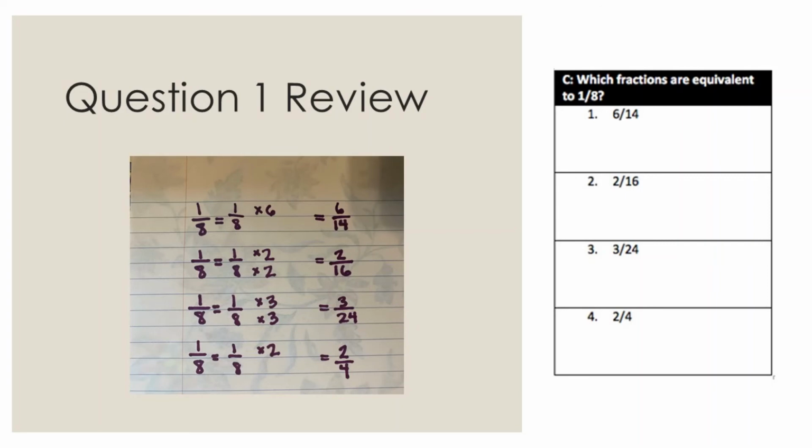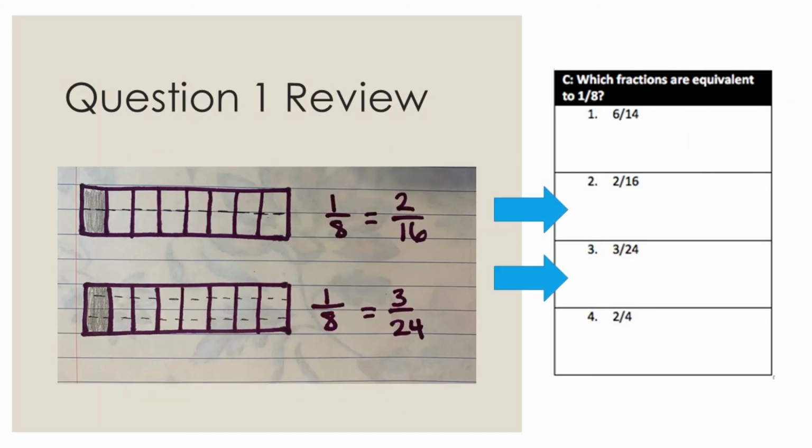And the final choice, 2/4, did not work. For the same reason as the first, I can multiply the numerator by 2 to get the 2 in 2/4, but I could not do the same on the bottom or the denominator to get the fourths. Going from eighths to fourths would require division. Here are the fraction models to show that 1/8 is equivalent to 2/16, and 1/8 is also equivalent to 3/24.